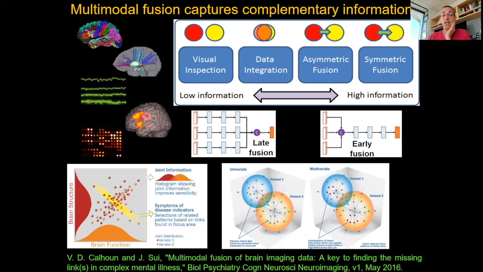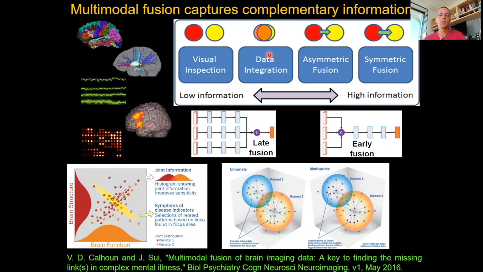Obviously, we have many different data sets that we are collecting these days. The goal of fusion is to identify the joint information that might be otherwise invisible to one or more modalities. You can think of multimodal fusion along a spectrum where on the left we have visual inspection, where we have two different data sets analyzed separately and we sort of visually combine them.